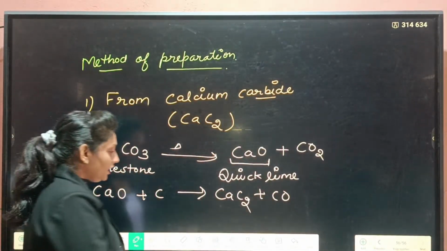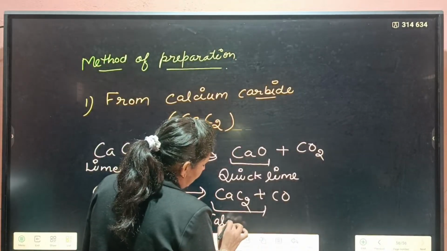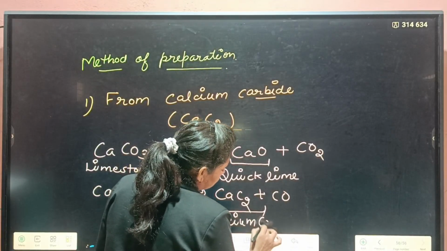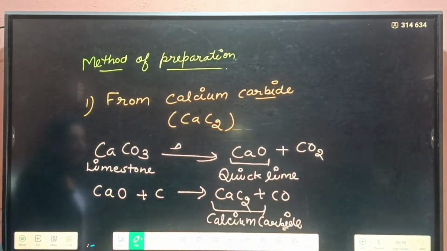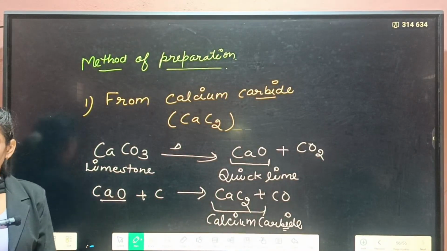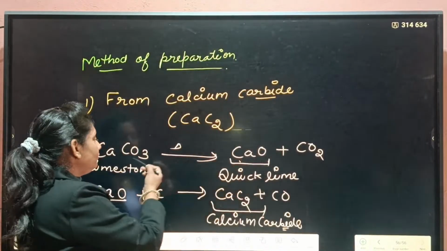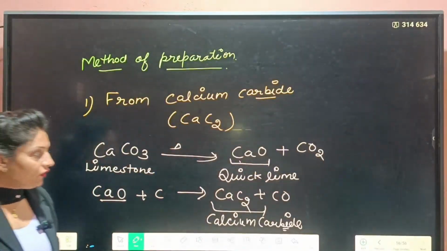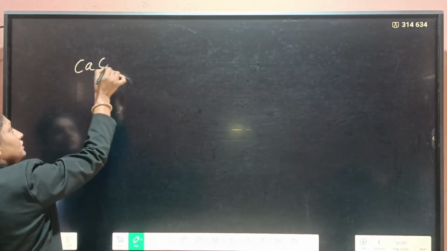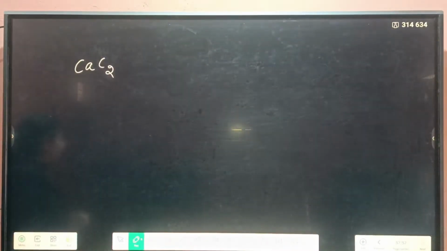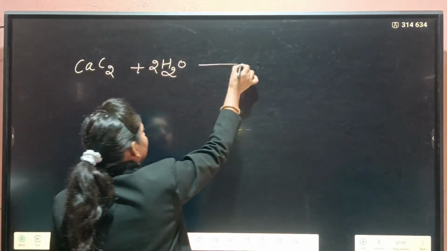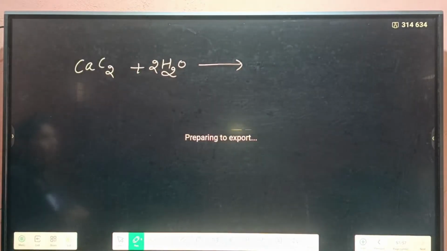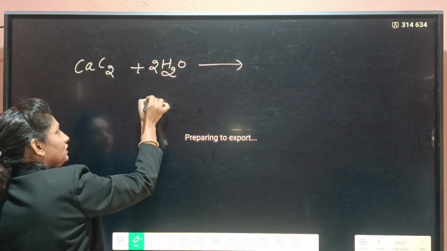Clear? In this way, you get calcium carbide from quicklime, and you get quicklime from limestone. Clear? Finally, if this calcium carbide is hydrolyzed, means reacts with water, 2 molecules we will use. Then what will happen, students? I can write water.